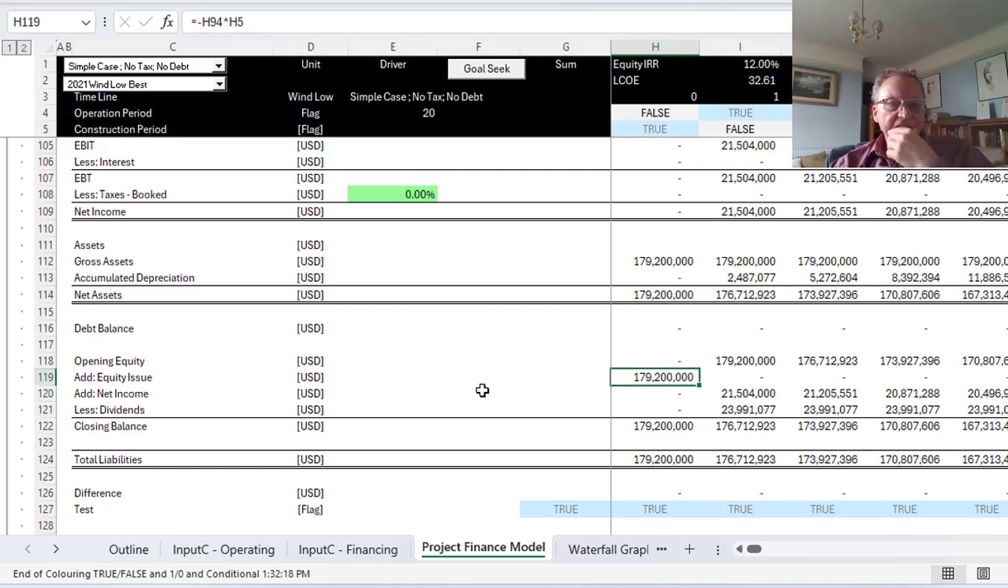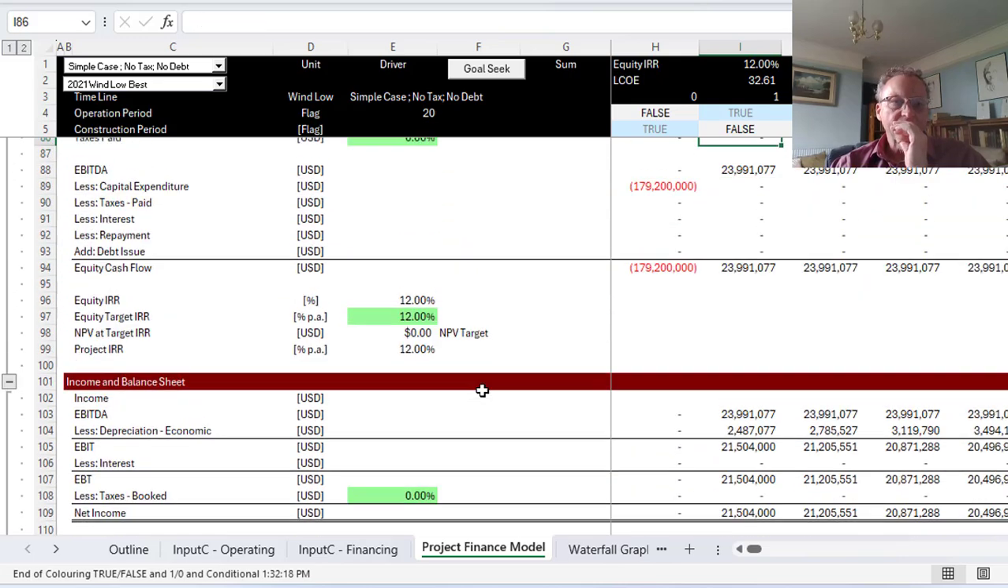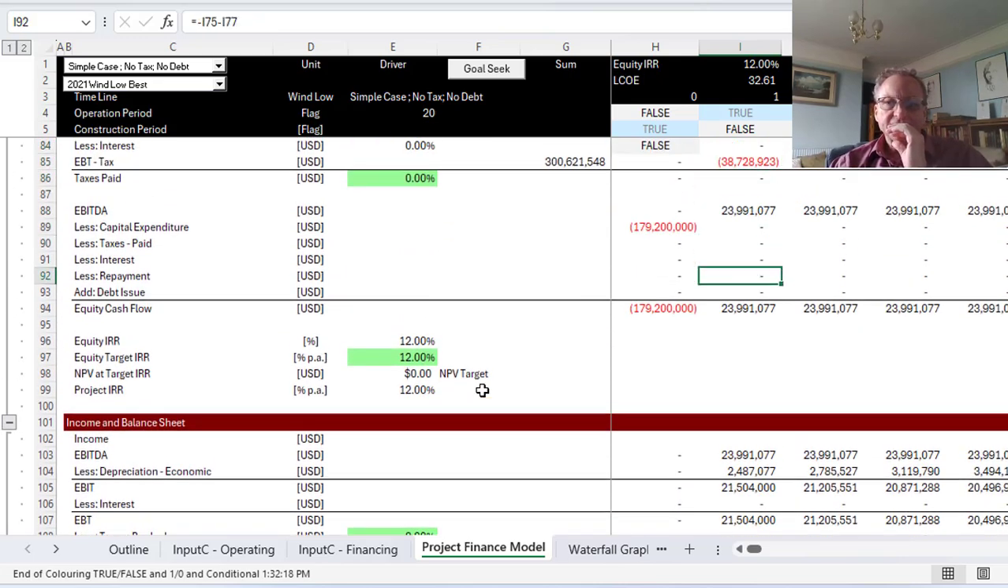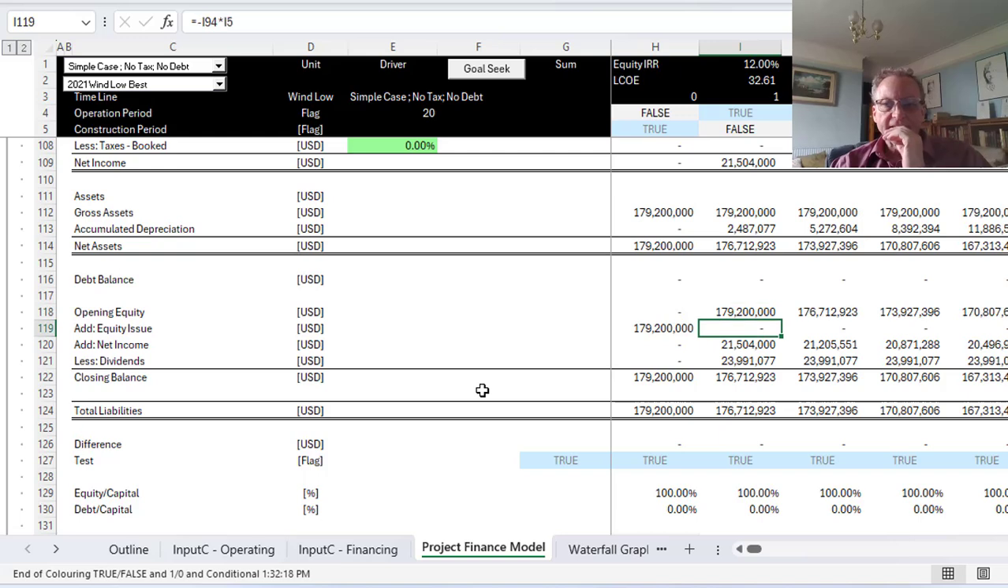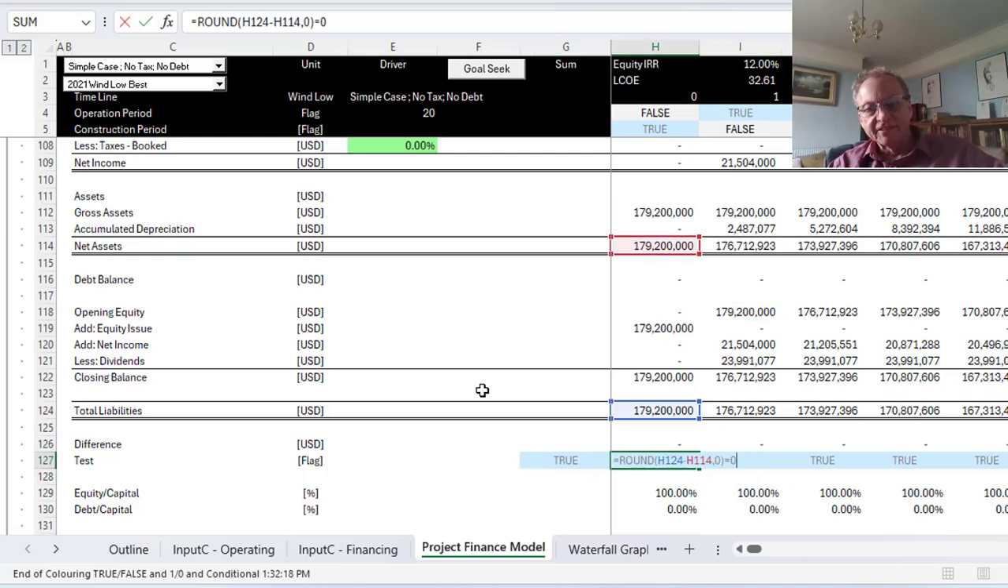And then if we do a balance sheet, well, the balance sheet will balance if we add the net income, and our dividends are just directly from our equity cash flow. That's our equity cash flow. We got a balance sheet, and we make a little test for everything and make sure that equals zero.